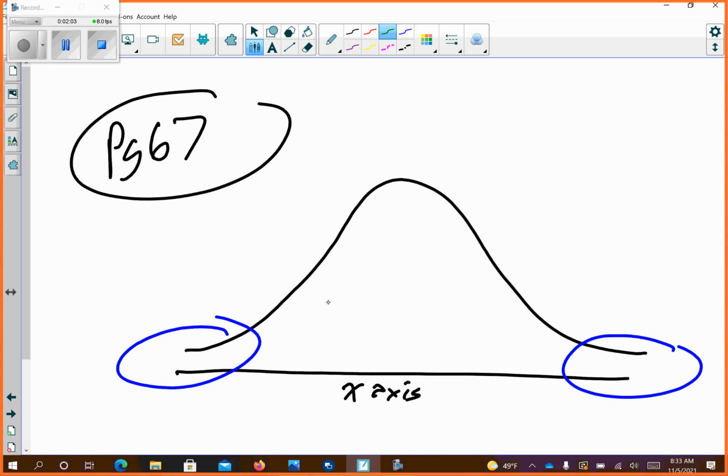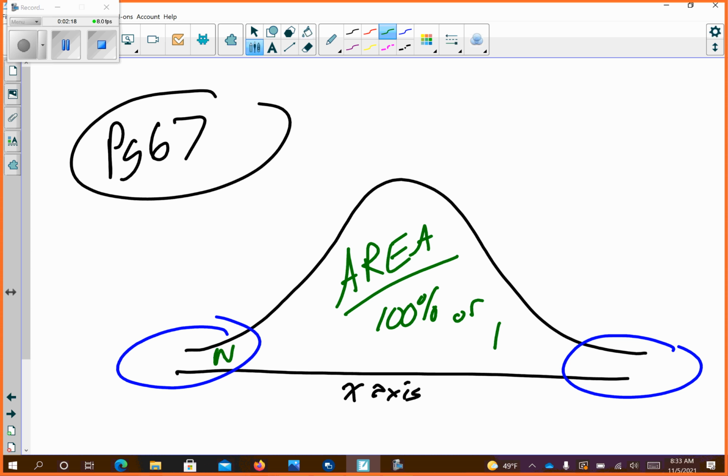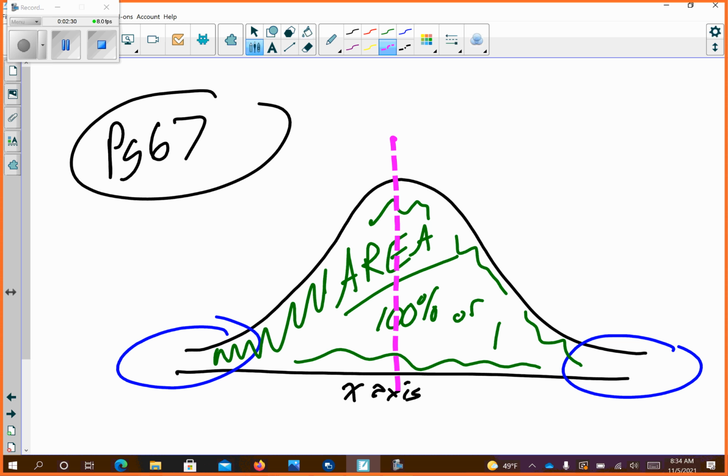Other things about the normal distribution, there is an area associated with a normal distribution. The area is 100% or an area of 1, meaning if I were to color in all of this region, it would have an area of 1 square unit, whatever the units are. Other things about it, in the very center, you hope to have your mean. You also hope to have your Q2, which is called your median.